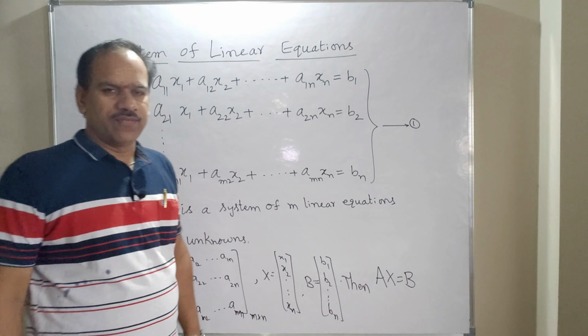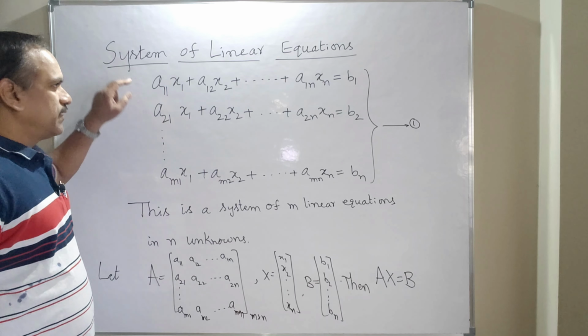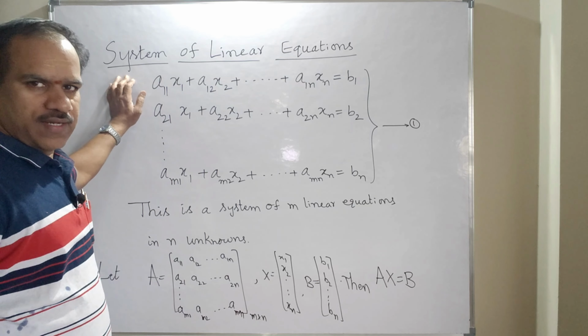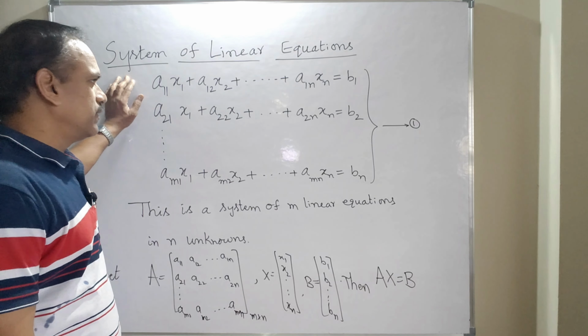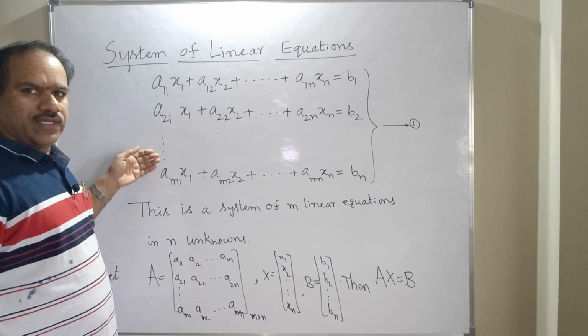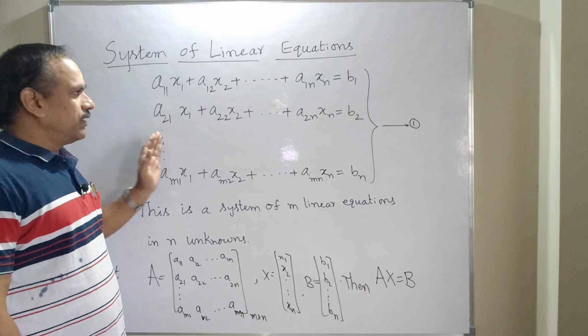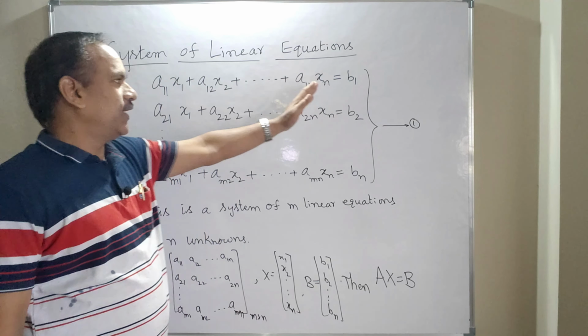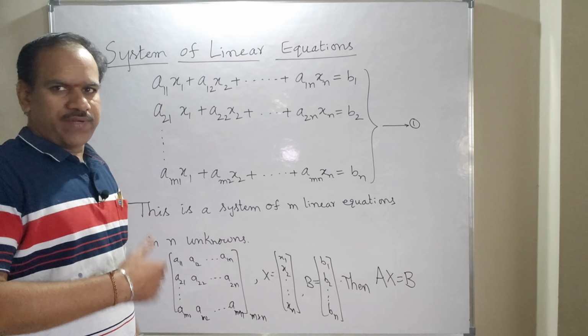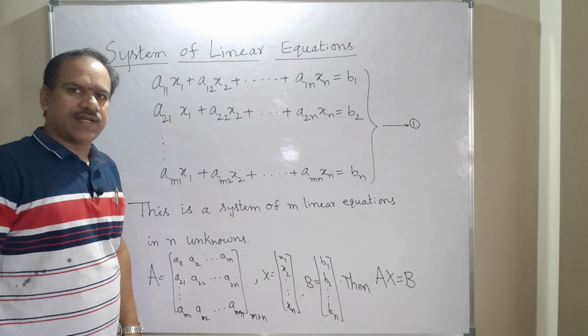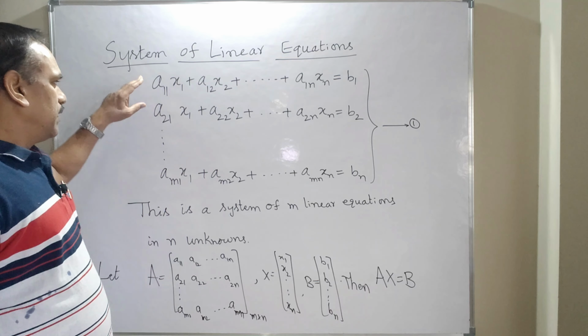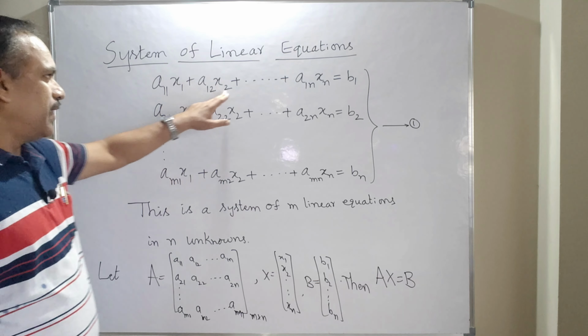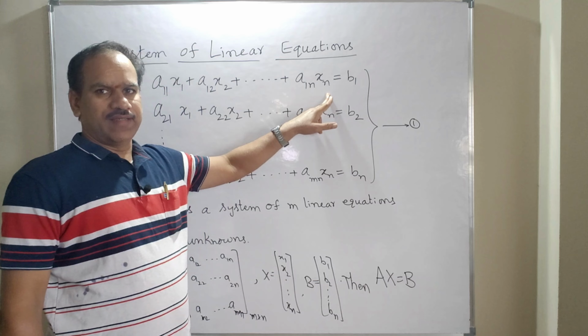In this particular lecture, we are going to learn what is a system of linear equations and how to solve the system of equations. So this is a system of m linear equations in how many variables? n variables, x1, x2, xn. So we have to find these n values, therefore they are called unknowns. So m linear equations in n unknowns x1, x2, xn.